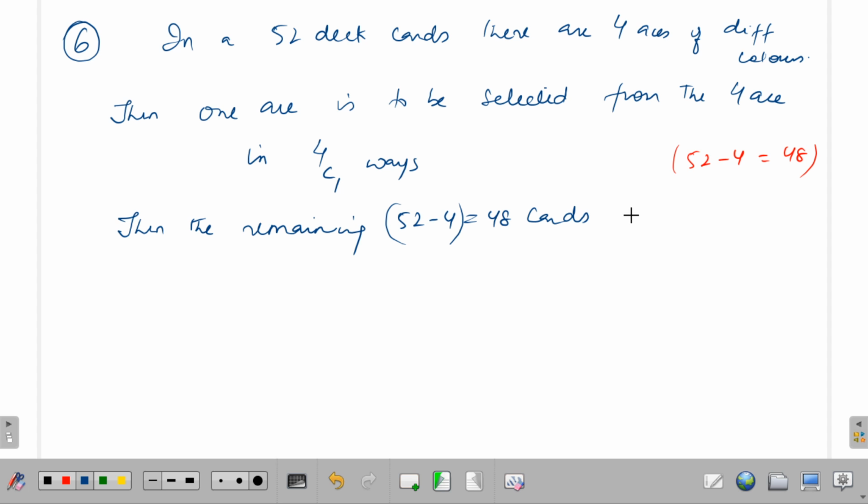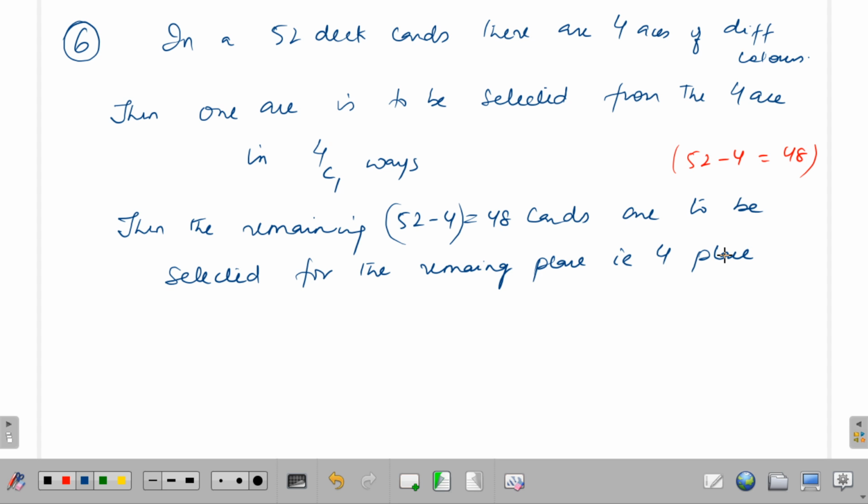Then the remaining 48 cards are to be selected for the remaining places, that is 4 places, because 4 places remain. I have to find 5 card combinations, so 4 places remain. So these 4 places can be filled in nothing more than 48c4 ways. Okay, so that's how we have done till now.